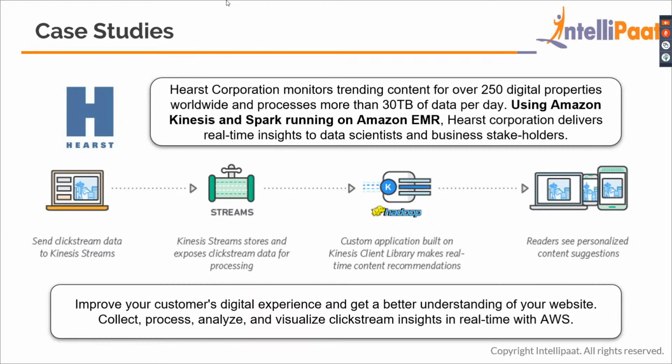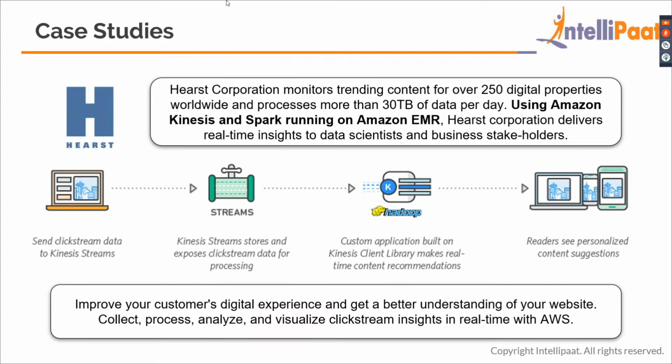First, send clickstream data to Kinesis streams. For example, if I'm a user, let's say I'm reading a blog on sports, a blog about Cristiano Ronaldo. Once I'm reading about that, the next thing the algorithm should understand is that I'm interested in sports, I'm interested in football. So this person should be given football related content. That data will be taken.